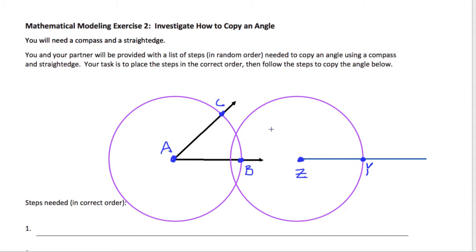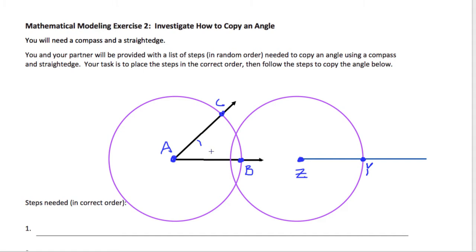We have one more move left. We somehow need to get this new measurement. I somehow have to measure this angle, but with a compass. A compass measures things. How can I measure the distance this way? What two points could I measure? C and B. There that is.